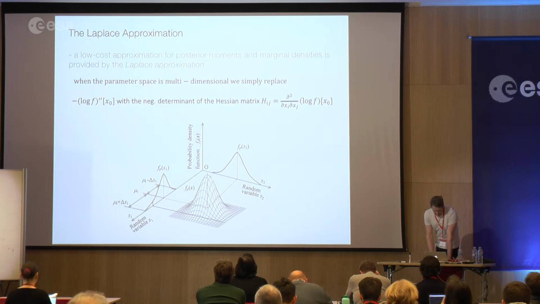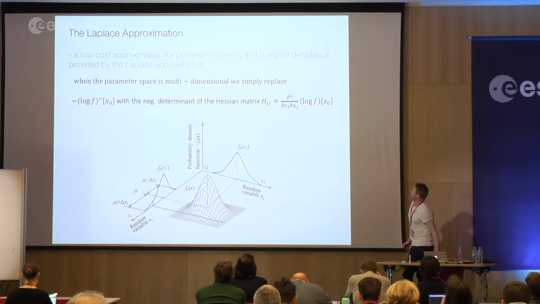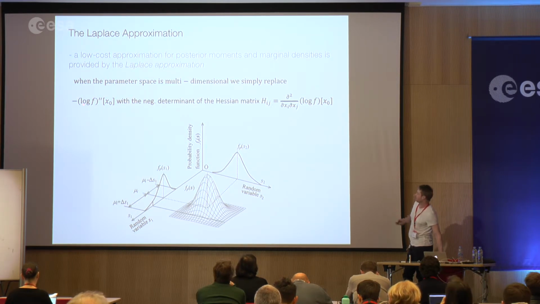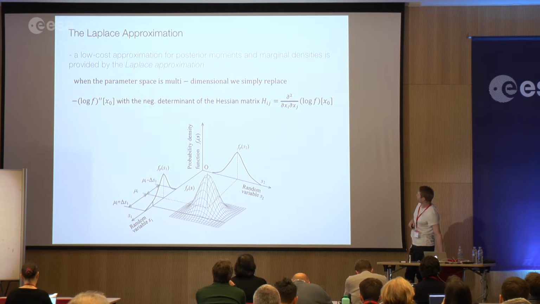So that was the case for a univariate parameter. When the parameter space is multidimensional, what do we do? We simply replace this term, which is the negative second derivative of the log of the function, with the negative of the determinant of the Hessian matrix. If you know the Hessian matrix, it's the matrix composed of all possible permutations and combinations of the indices.